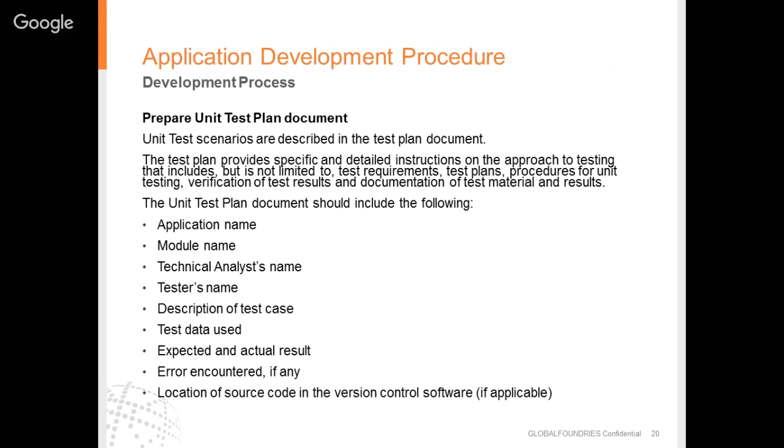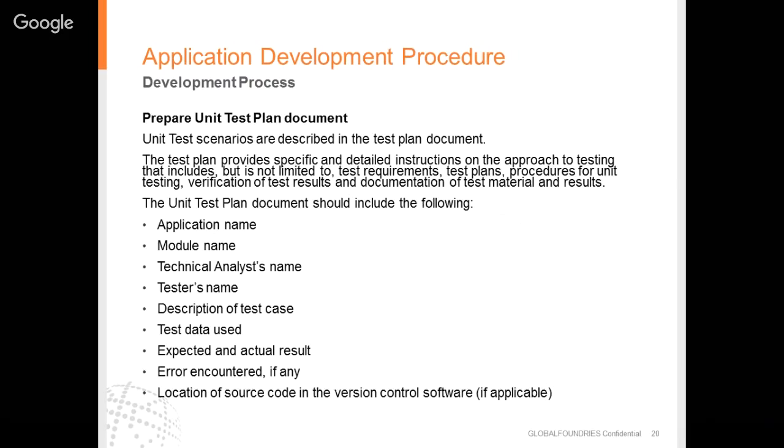As part of development process comes the unit testing, so for which a unit test document has to be prepared. The unit test scenarios are described in the unit test plan document. The test plan provides specific and detailed instructions on the approach to testing, which includes but not limited to test requirements, test plans, procedures for unit testing, verification of test results, and documentation of test material and results.